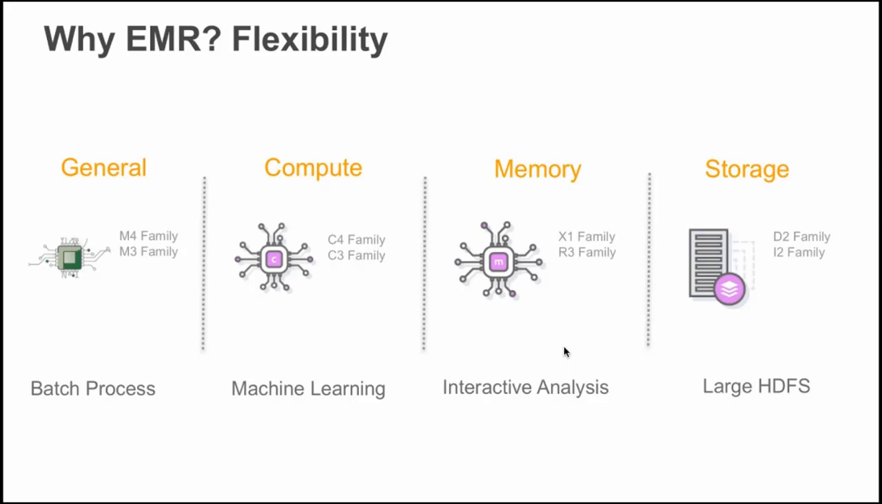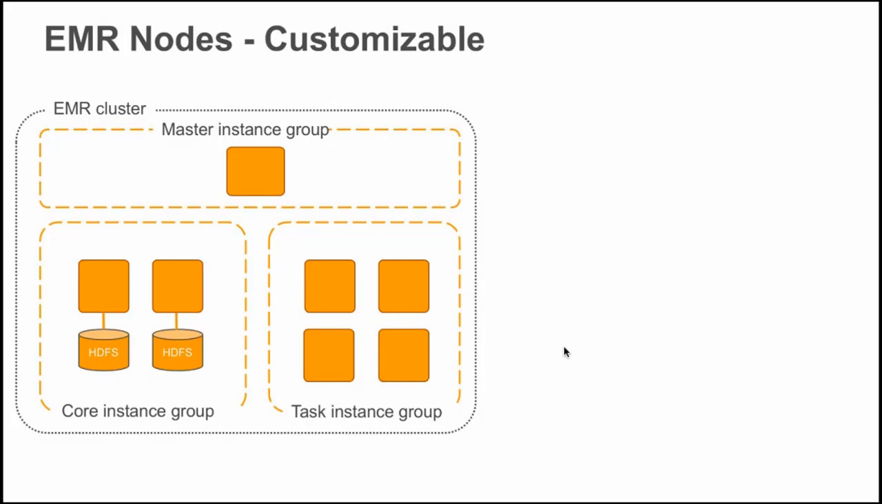These are all available to you to use in EMR. And then if you're doing a heavily storage-intensive type workload where you do need large amounts of HDFS, by all means, look at using instance types such as the D2 and the I2 family. Right, so again, EMR is very customizable.